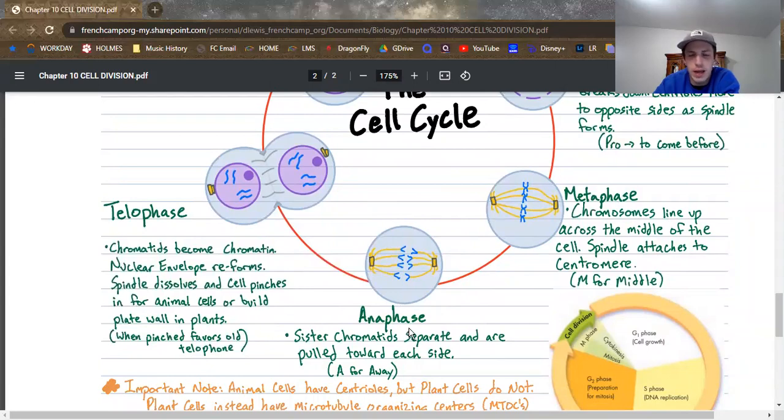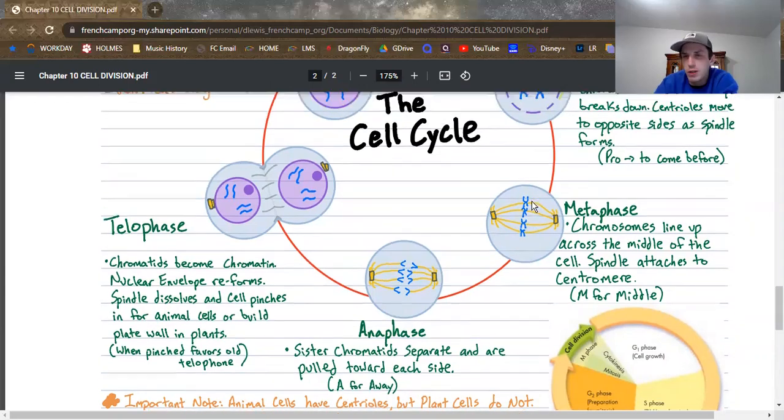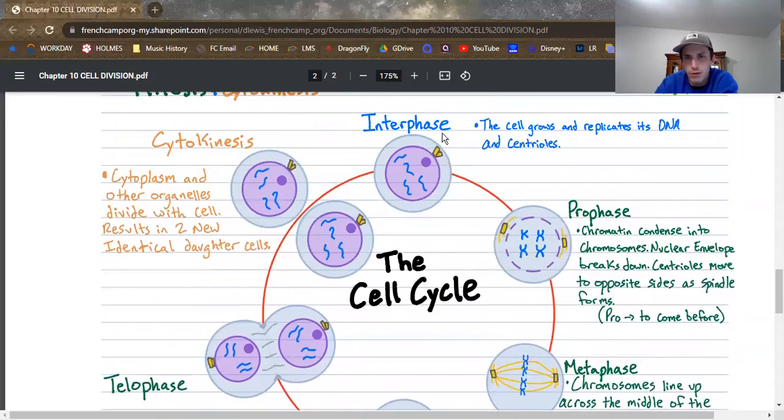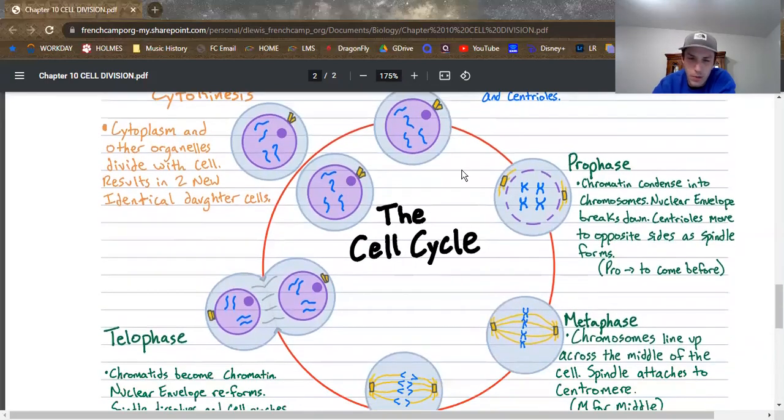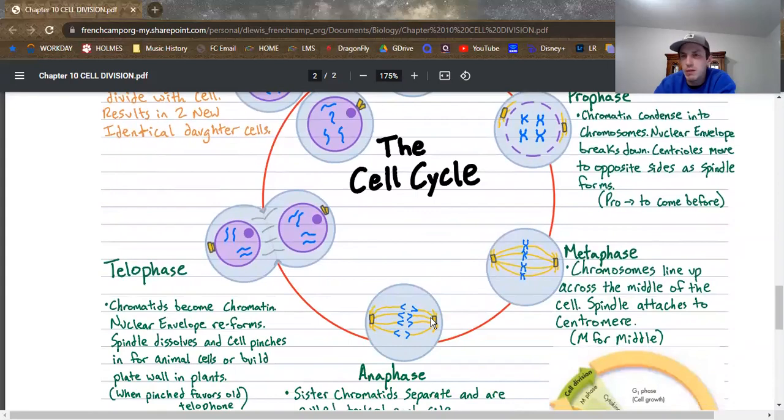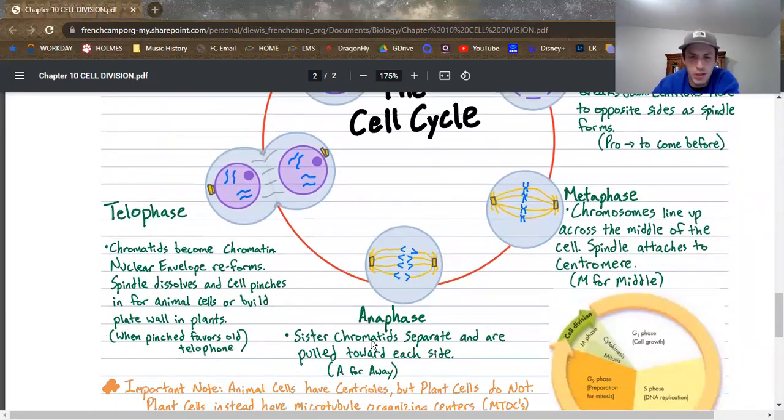After metaphase is anaphase. The sister chromatids, which are the half portions there, are separated. So remember, we doubled up during interphase and made those sister chromatids, so even though each side is only getting half of the chromosome here, each side will get the same amount of correct information. So in anaphase, sister chromatids separate and are pulled toward each side. Easy way to remember this one is A for away. Anaphase, away.